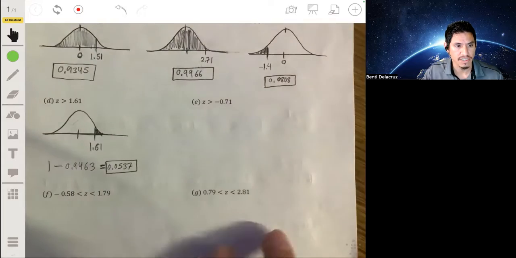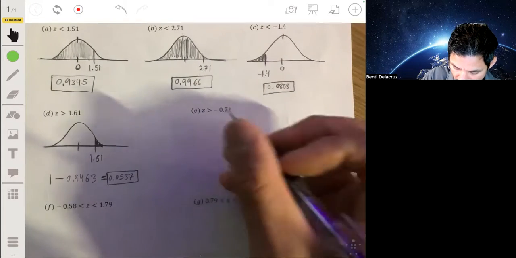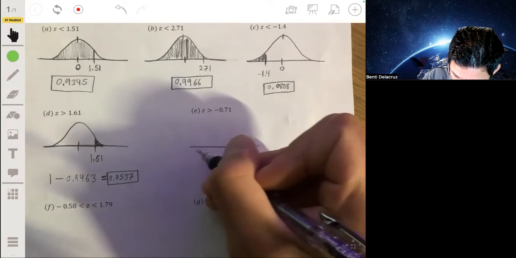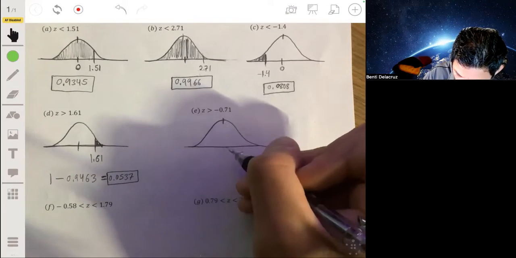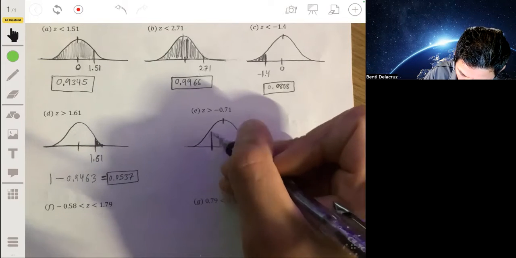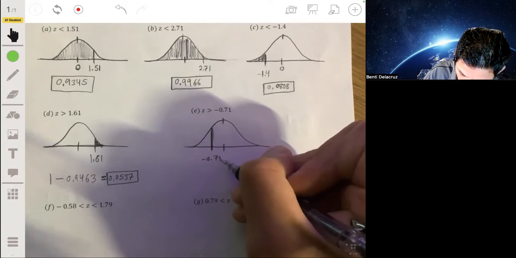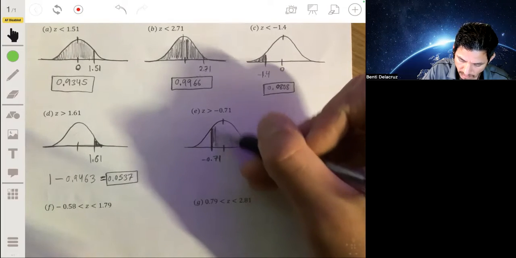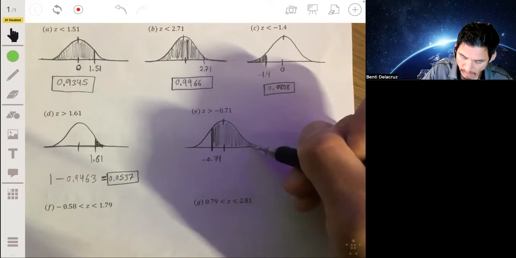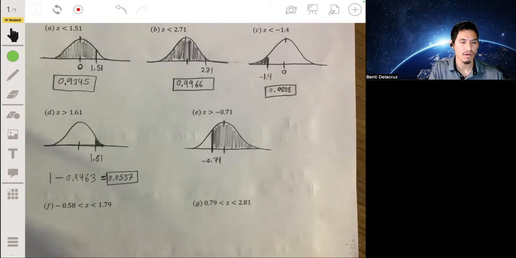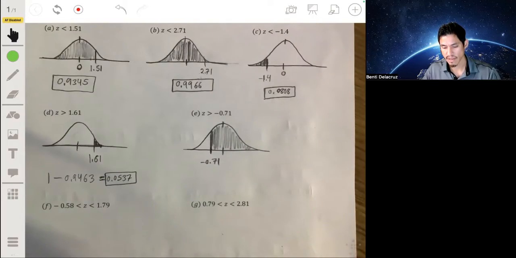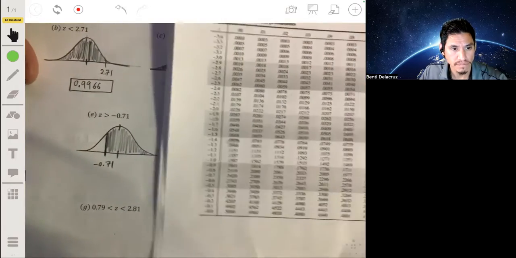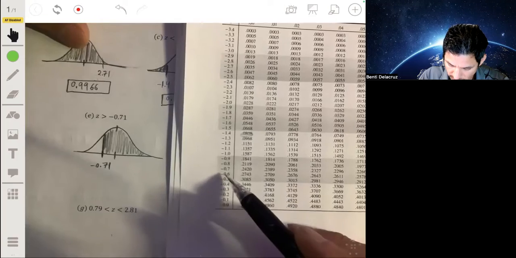So likewise, you can apply this same technique for negative z values. So we want to find the area that's to the right of negative 0.71. Remember, it's negative, so we're going to have, maybe somewhere over here. And you want to find this area. So we look at negative 0.71. So go to the original side. So negative 0.71.